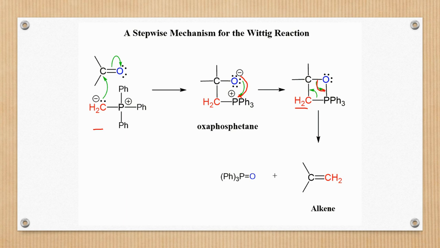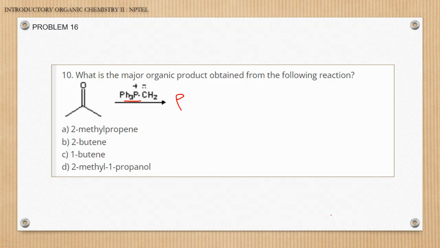After the formation of this, the four-membered ring will collapse to give you the alkene and triphenylphosphine oxide. This triphenylphosphine oxide is getting formed as a byproduct, and the main product is the alkene. So based on this stepwise mechanism, can you tell me what will be the product of this reaction?